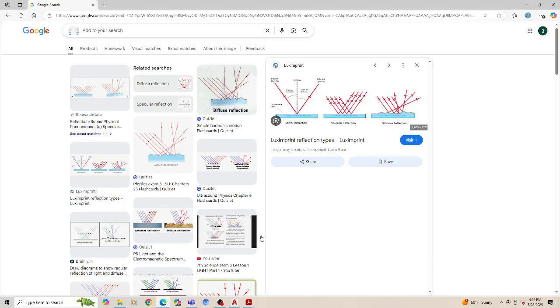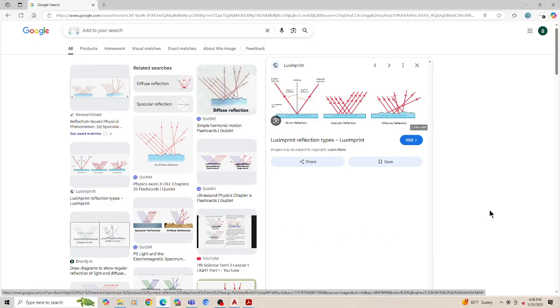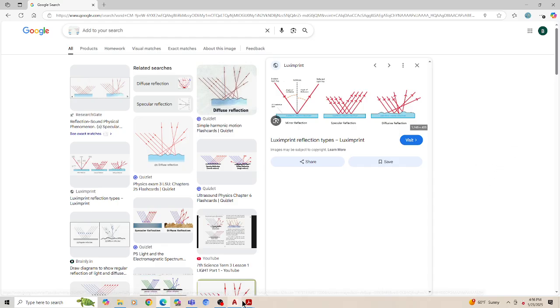This goes right back in line with, anybody can Google search this, diffuse reflection, specular reflection. This is not something I'm just making up. This has been known for a very long time.